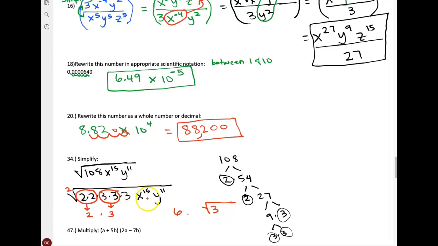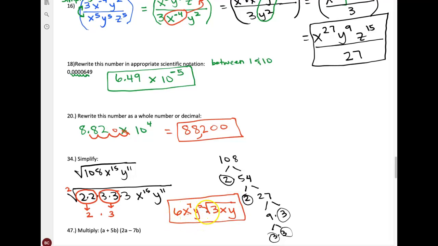So now, to figure out this one, x to the 15th power, remember we're bringing things out in groups of 2. So we're really thinking to ourselves, how many times will 2 divide into 15? Well, it will go in 7 times with 1 left over. 7 times 2 is 14, but then there's 1 x left in there. What about with y to the 11th? 2 will divide into 11 5 times, so y to the 5th comes out, and then there's still 1 y left inside. Okay, and so then that would be your answer.